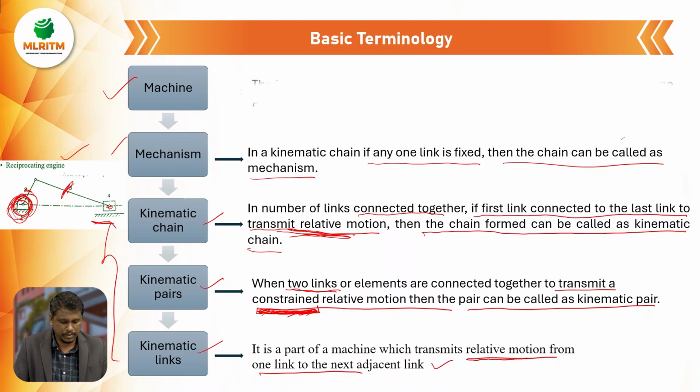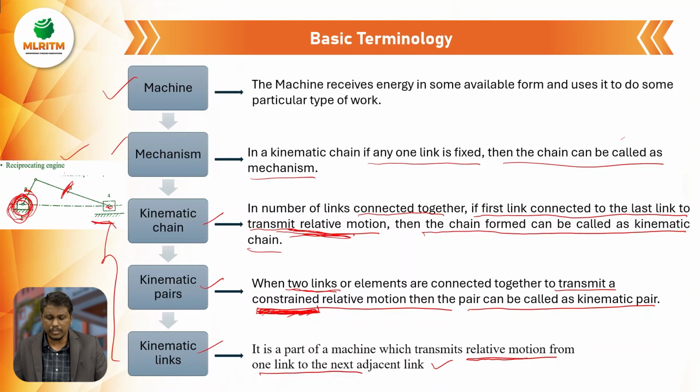Okay. So next, it is a machine. We already know what a machine is. We already saw the machine definition also. A machine receives energy in some available form and uses it for some particular type of work. So these are all the basic terminology about mechanism or machine. First is the kinematic link, kinematic pair, kinematic chain, mechanism and machine.